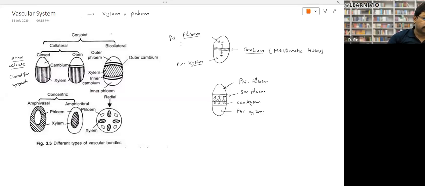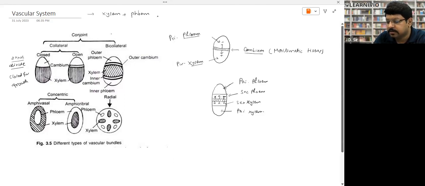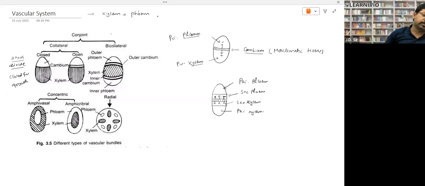In concentric vascular bundle, basically there are three kinds of vascular bundle. By the way, in your syllabus I think there should be only two types. Concentric should not be in your syllabus. Let me check. No, concentric is not in your syllabus, but let me tell you, this is good and important for the NEET exam.